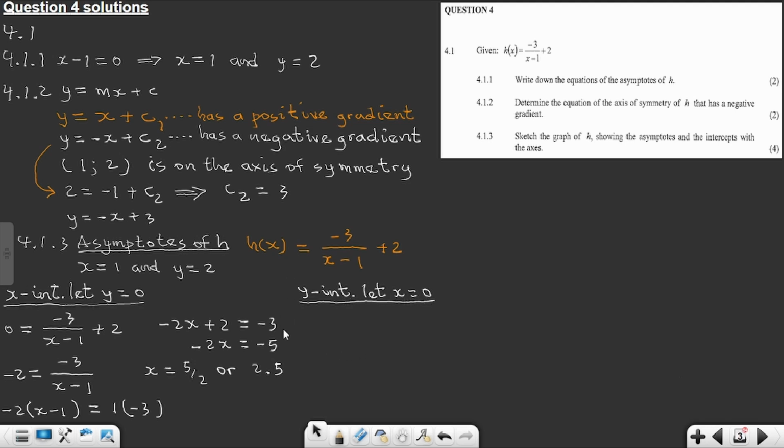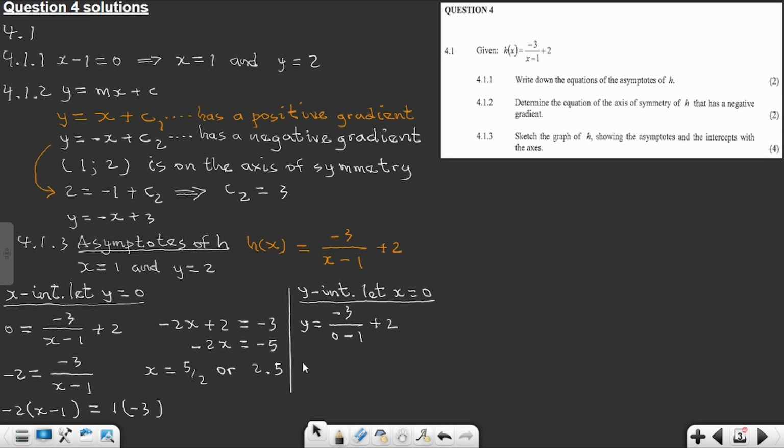Okay, let me make a line here so that I can separate this. Now let x equal 0 to find the y-intercept. You still use this, and h of x is your y. So y is equal to negative 3 over 0 minus 1, plus 2.